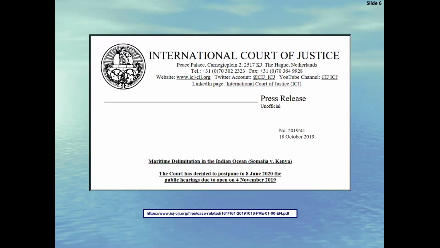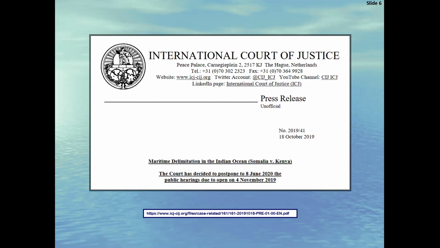Thank you. So what do we have here? Well, we are on the eve of a hearing. And you can see from this snapshot from the International Court of Justice's press release, we are less than a month away from the opening of oral proceedings in this case. We know that Kenya asked for 2 postponements, and the hearings were initially due to open in September, then were postponed to November, and now we're looking at the 8th of June.